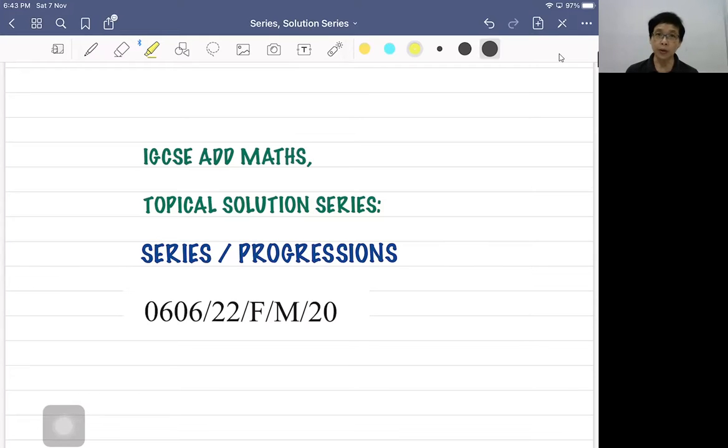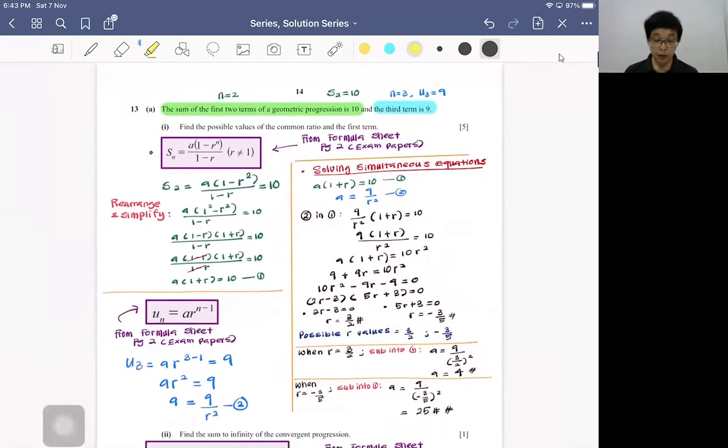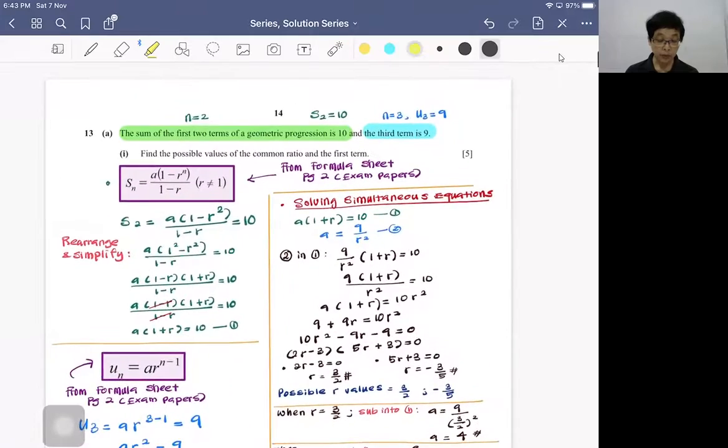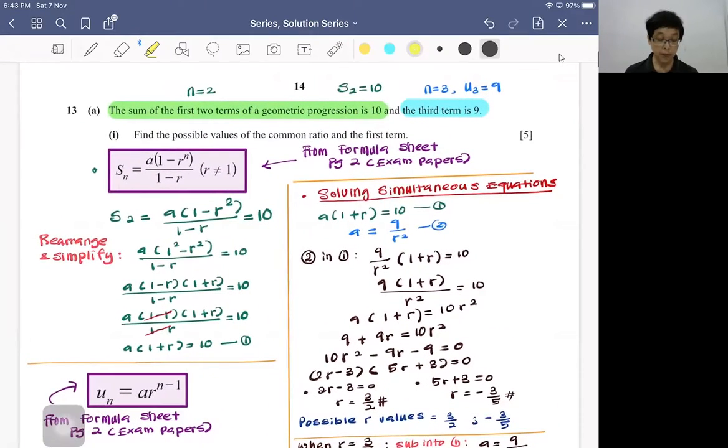In this video, we're going to look at the topic of series, or sometimes it's called progression. We're going to pick one question which is taken from March 2020, paper 2. Let's hop into the questions. It takes up 2 pages. Okay, let's start. It is from question 13, part A.